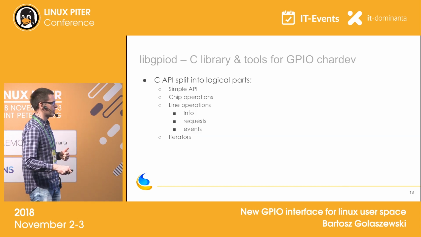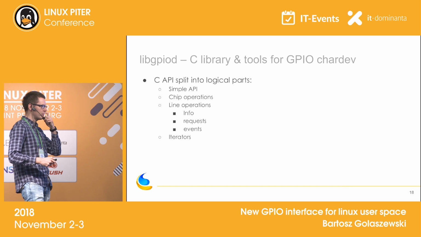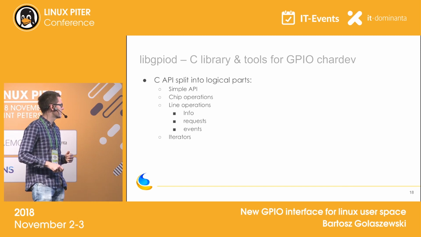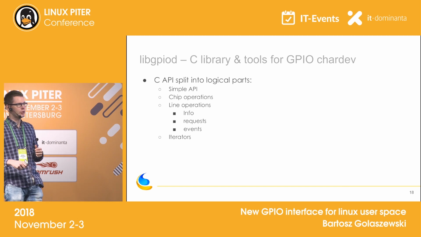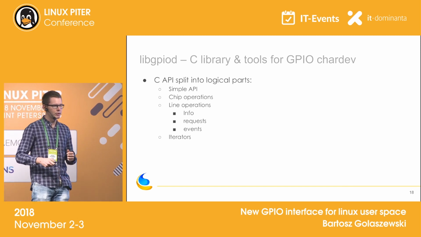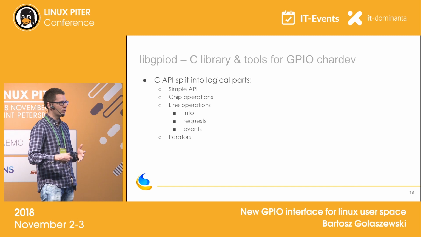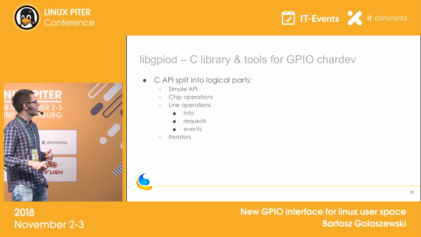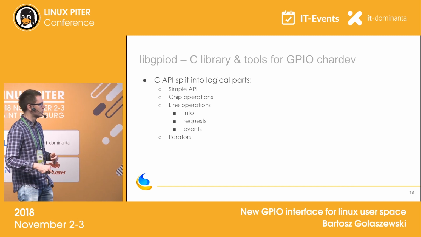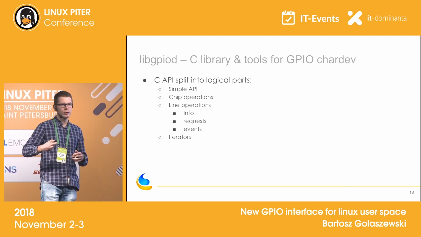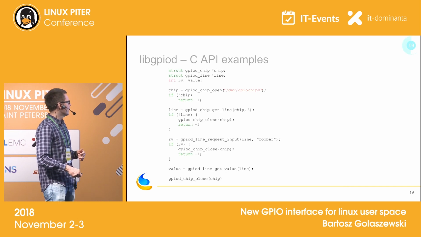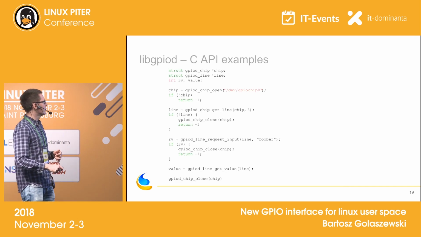Again, the API is split logically just as the kernel API, except that outside of regular chip and line operations, we have two other things that stand out, which is the simple API, referred to in code as the contextless API, which allows you to call functions without dealing with resource allocation and freeing. And then we have iterators, which allow you to iterate over GPIO chips in the system and over lines exposed by those chips.